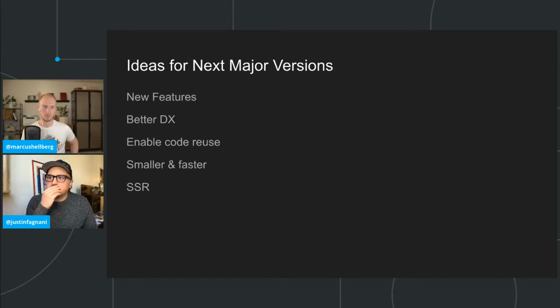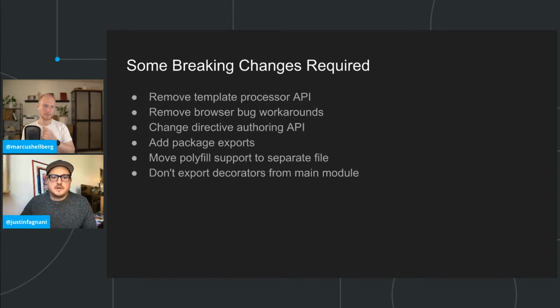And so we grouped things into a number of categories that we attacked when we looked at if we were going to do breaking changes or not. And it basically came down to new features, better DX. We wanted some patterns to enable code reuse, which I'll get into in a little bit. We always want things to be smaller and faster. And of course, we want to be ready for SSR. So these are the major categories that things fit into for the next versions.